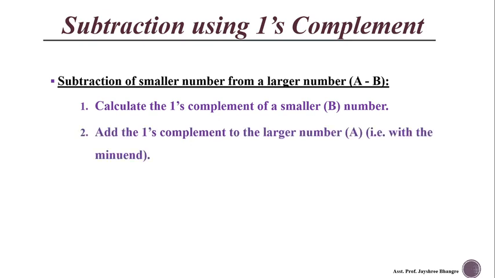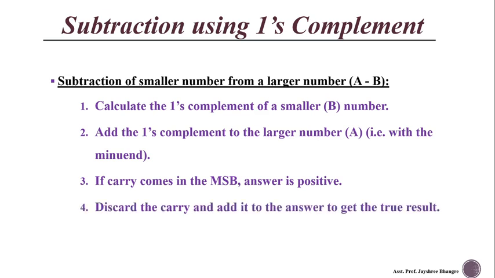After finding the 1's complement of the subtrahend, we add this 1's complement of the subtrahend to the larger number A, that is, to the minuend. After addition, if a final carry is generated from the MSB, then the answer is positive. Discard that carry and add it to the answer to get the true result. So these are the rules.